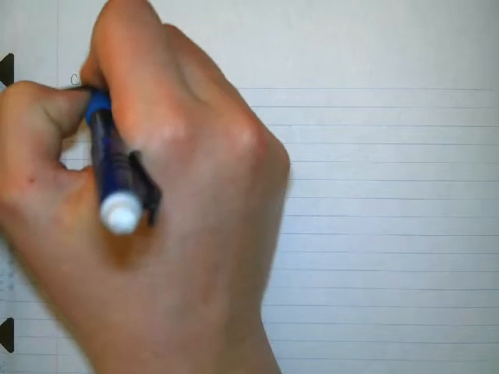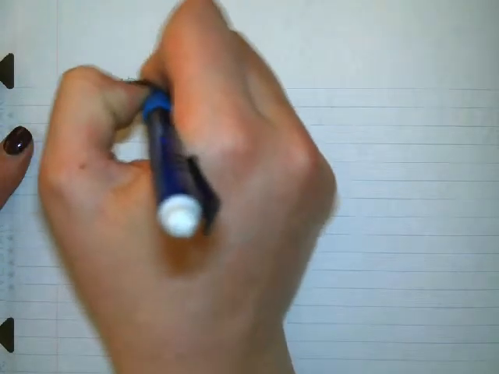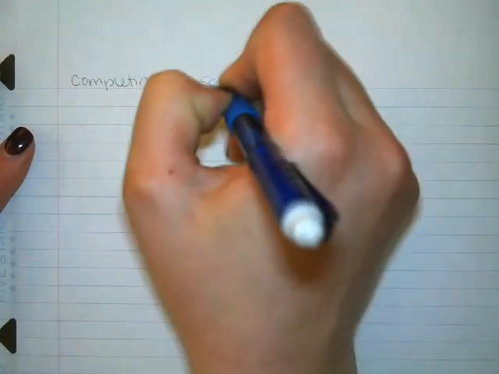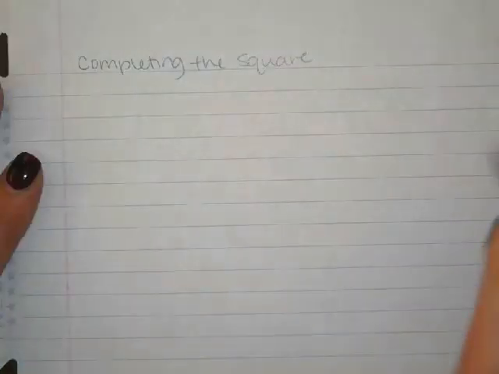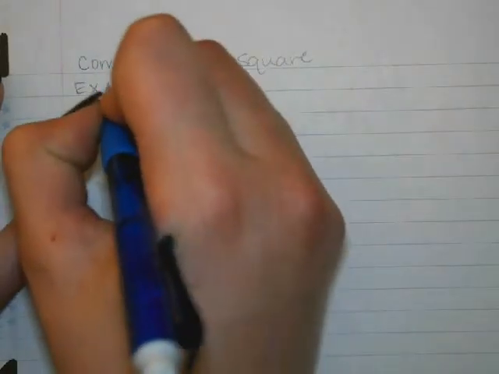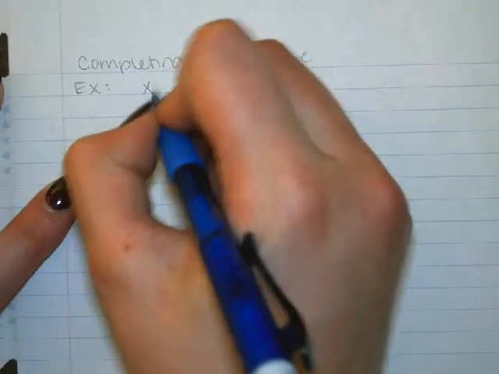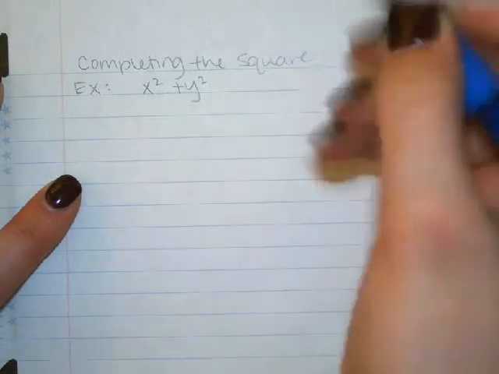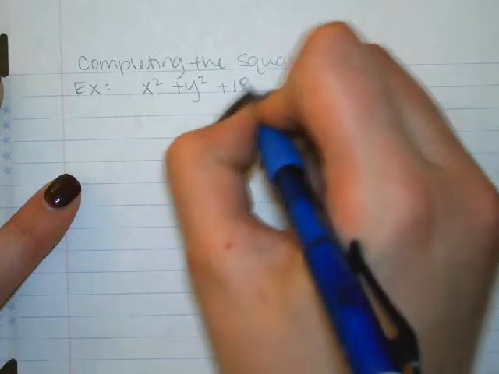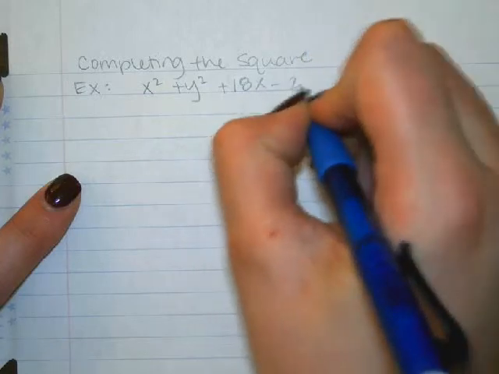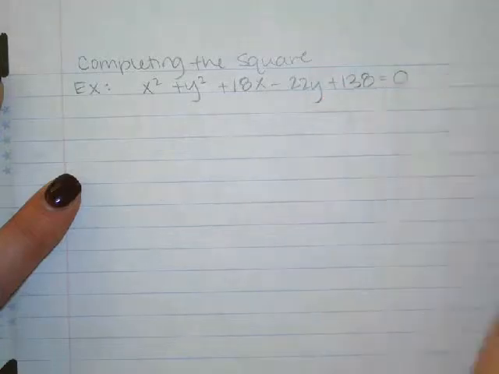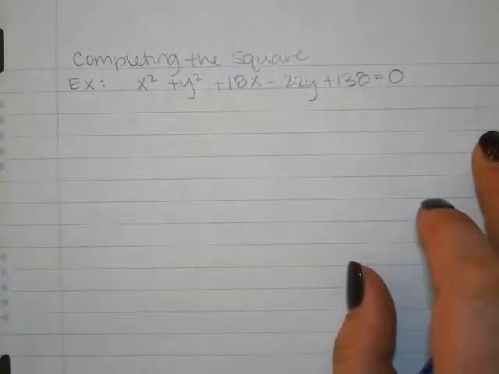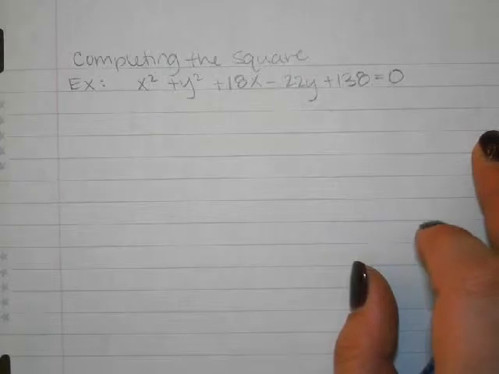Completing the square. So here is our first example. We have x squared plus y squared plus 18x minus 22y plus 138 equals 0. And this is called the general conic form.